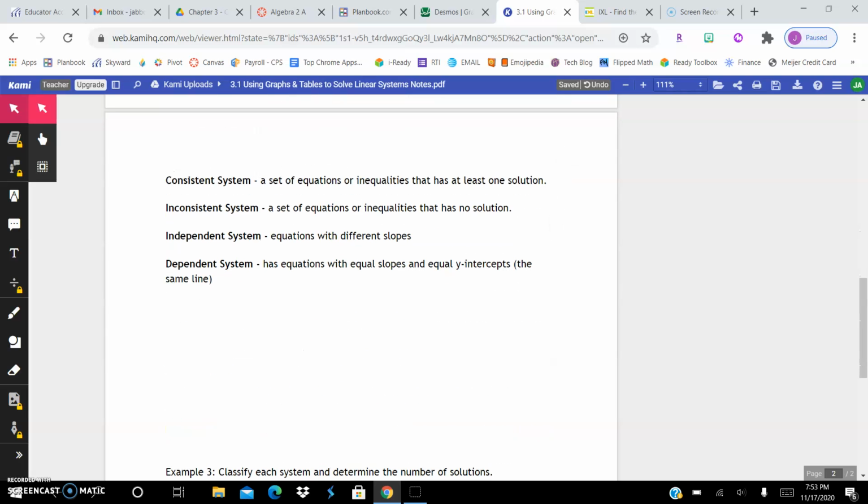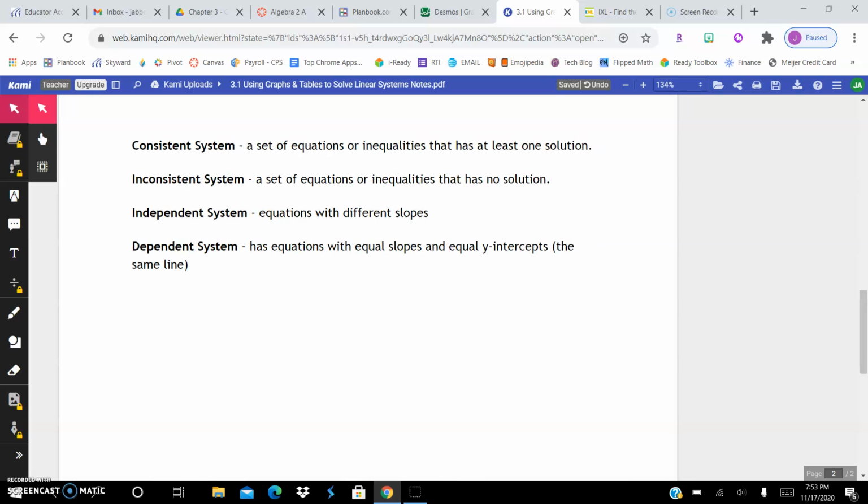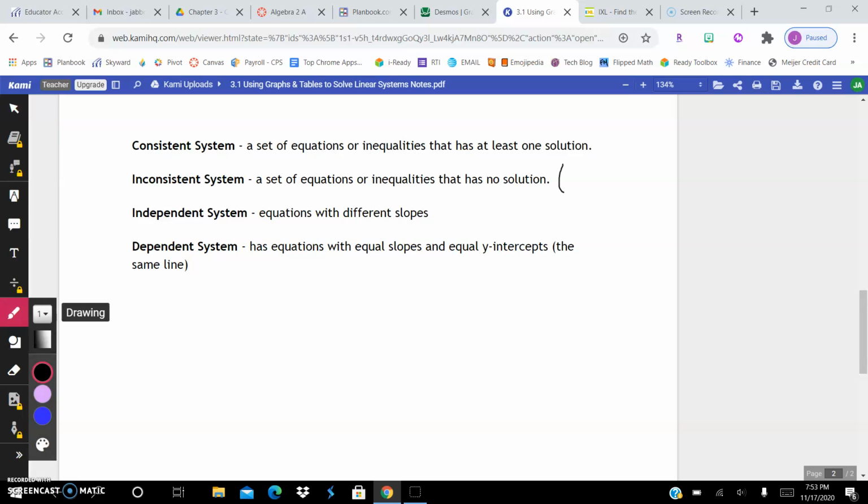All right, a few vocab words here. A consistent system is a set of equations or inequalities that has at least one solution. So that means it could have more, but it has to have at least one. An inconsistent system is one that doesn't have any solutions. So what that means is the lines don't cross. So those are going to be parallel lines. Because remember, our solution is where do the two lines cross?